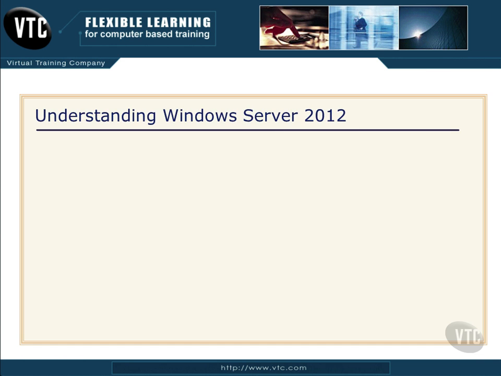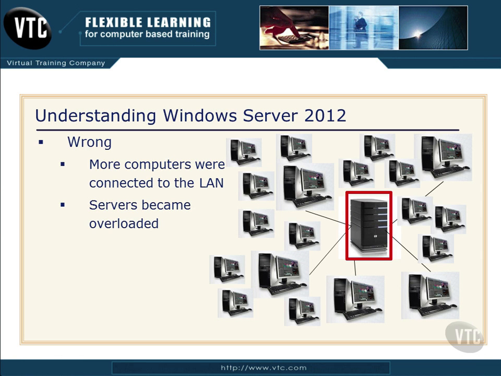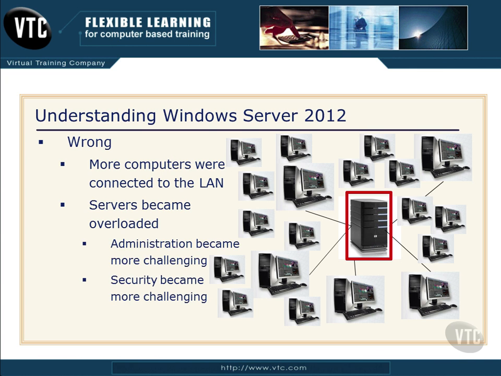Well, not exactly. As more computers were connected to the LAN, servers became overloaded. That one server simply couldn't handle it anymore, and it started to slow down. Administration became more challenging. As we got more computers, more files, more users, more network traffic, security became a problem. And so now we found ourselves struggling with what exactly do we do with all this stuff?